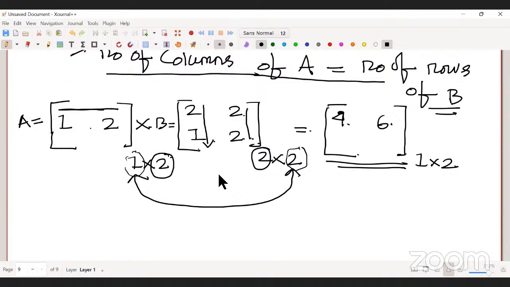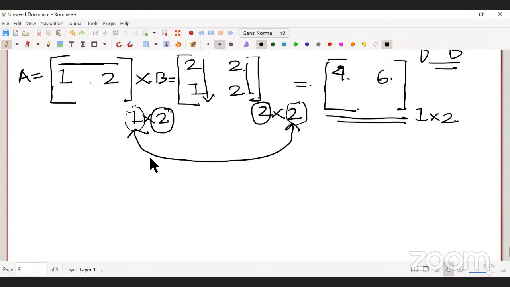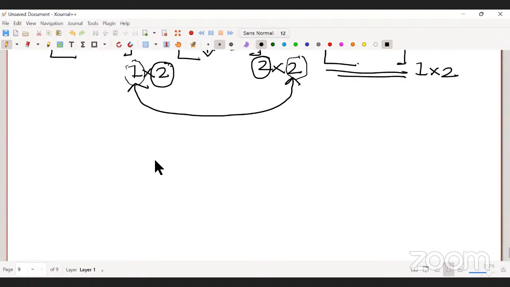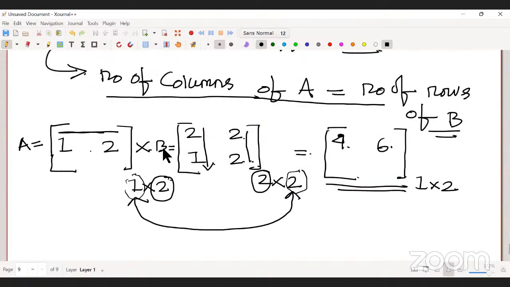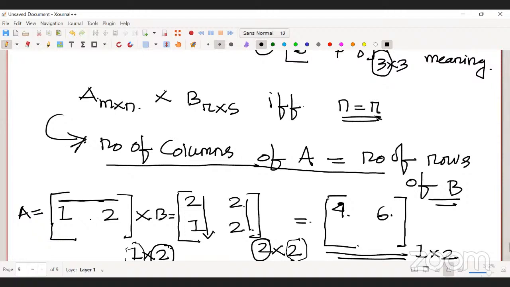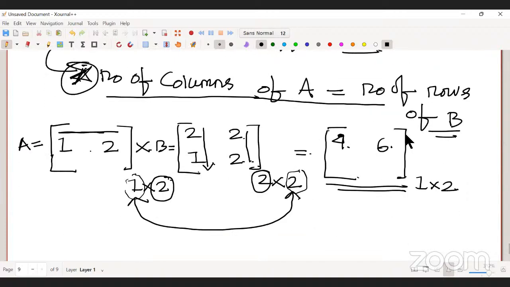Yes. So similarly, more or less with the same procedure, you can multiply any two matrices that satisfy this condition. Obviously you have to check whether both the matrices satisfy this condition or not. And similarly, you can always multiply two matrices.